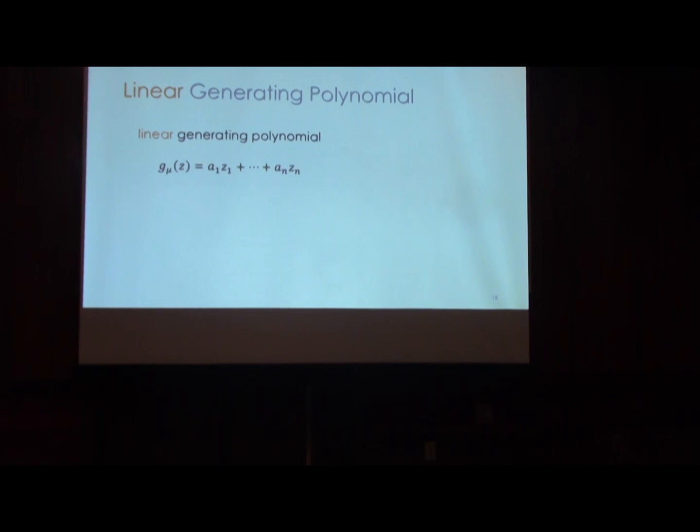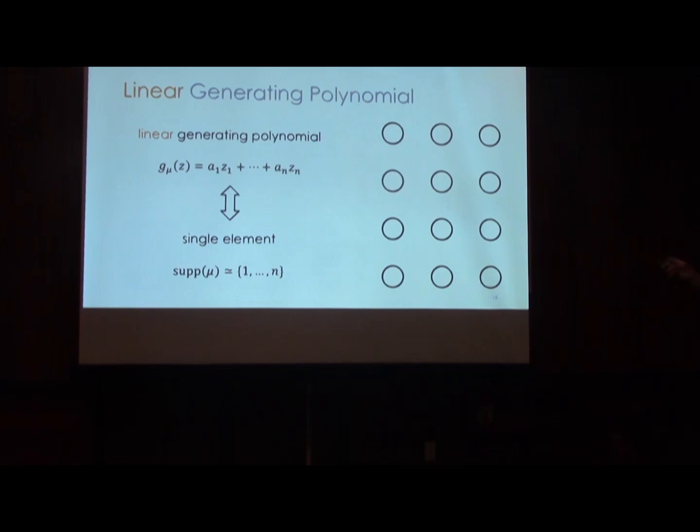What if you have a linear generating polynomial? Remember that if the a_i's are positive, this is real stable. What distribution does this correspond to? This distribution corresponds to a measure that takes one of the elements 1 through n with any assigned probability. So if these are my elements, my distribution is just going to take one of these elements, each of these elements with arbitrary probability. And it's only going to take one element.